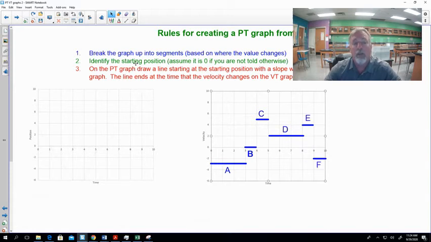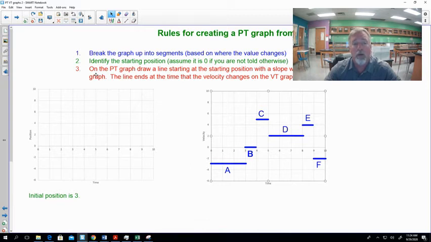Now it says identify the starting position. And if no starting position is given, you can assume it's 0. All right. For this one, though, I'm going to say we have a starting position of 3. So we know right off we're going to start our position graph over here at time equals 0. It's going to start at 3.